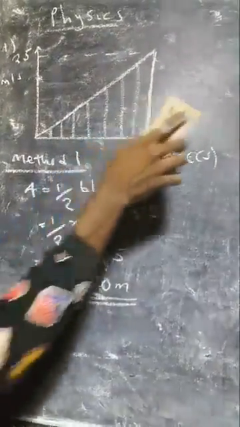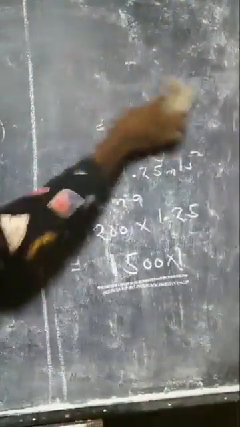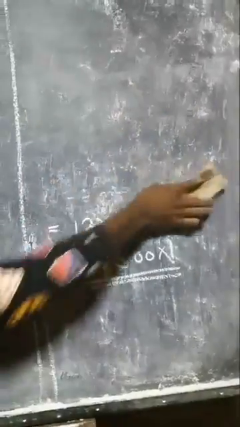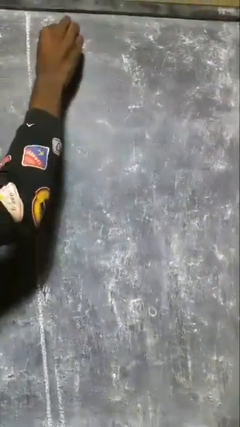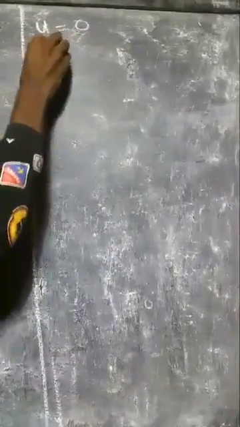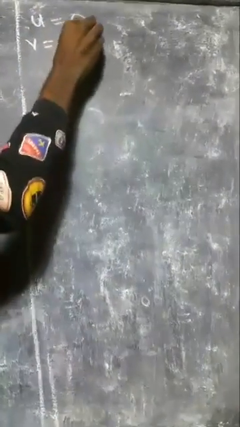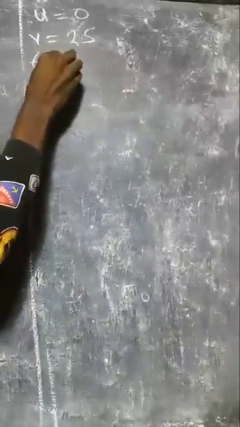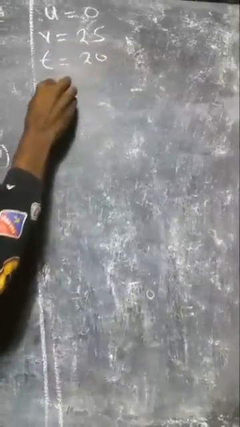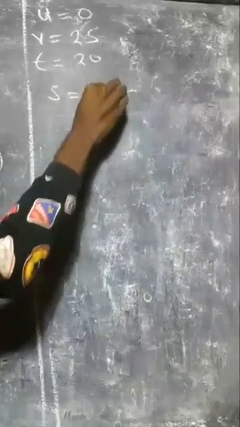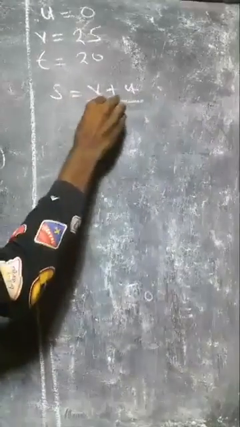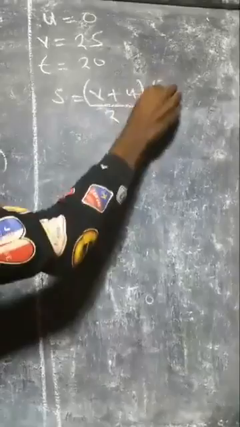So going to the other side, what do we know? Let's have what is given and what we found. Initial velocity is 0, final velocity is 25, time is 20. So we know S is equal to (V plus U) over 2, by T.